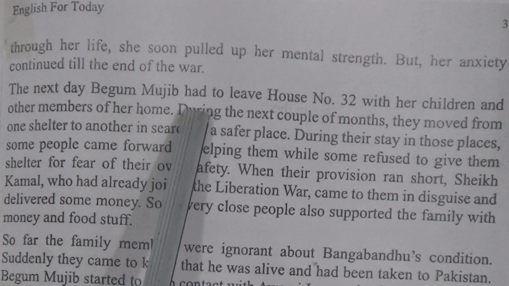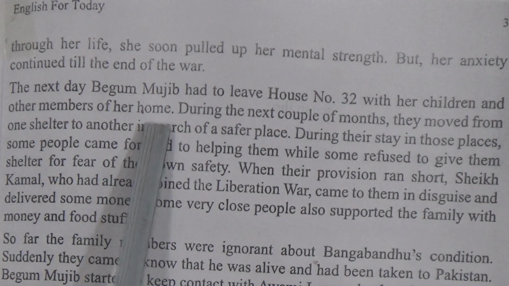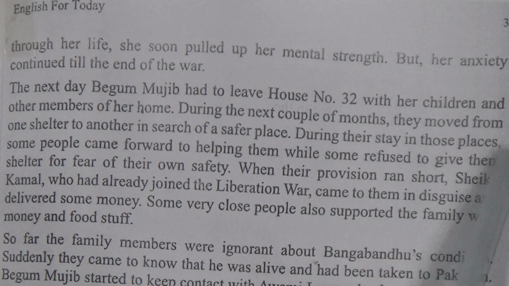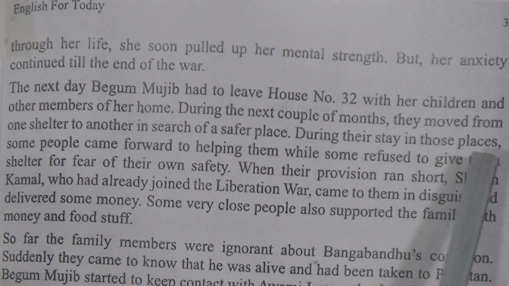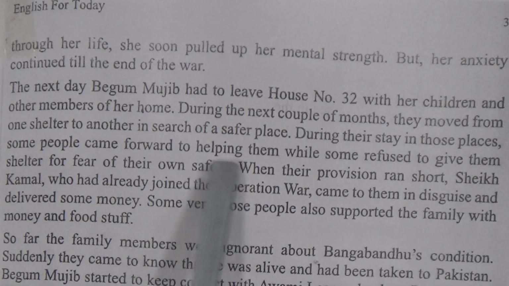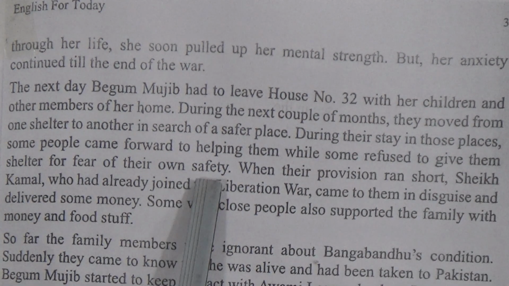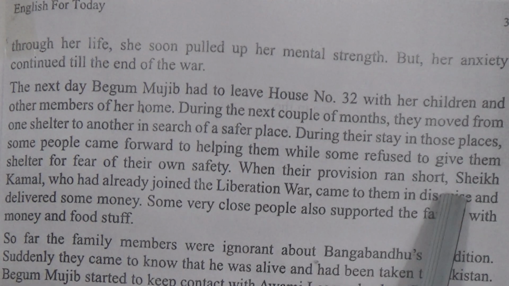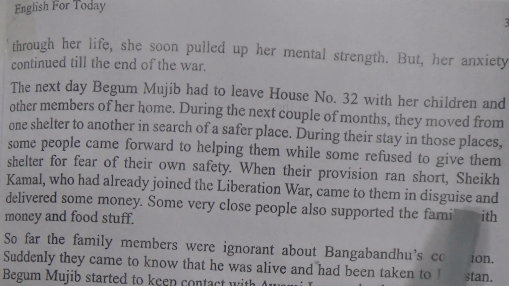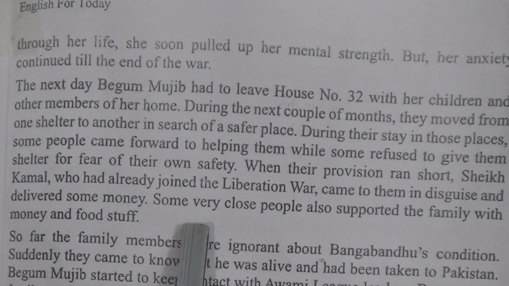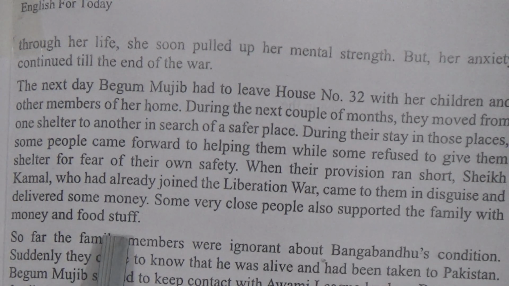The next day, Begum Mujib had to leave house number 32 with her children and other members of her home. During the next couple of months, they moved from one shelter to another in search of a safer place. During their stay in those places, some people came forward to help them, while some refused to give them shelter for fear of their own safety. When their provision ran short, Sheikh Kamal, who had already joined the Liberation War, came to them in disguise and delivered some money. Some very close people also supported the family with money and foodstuff.